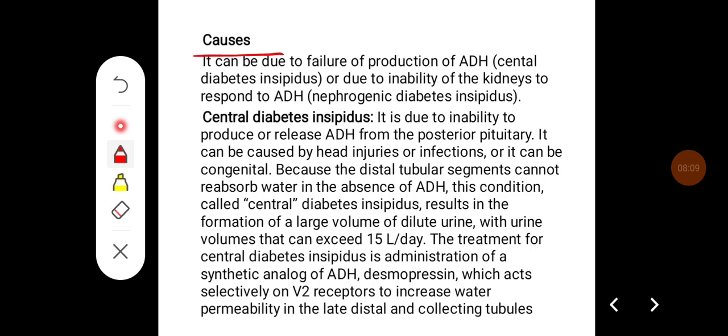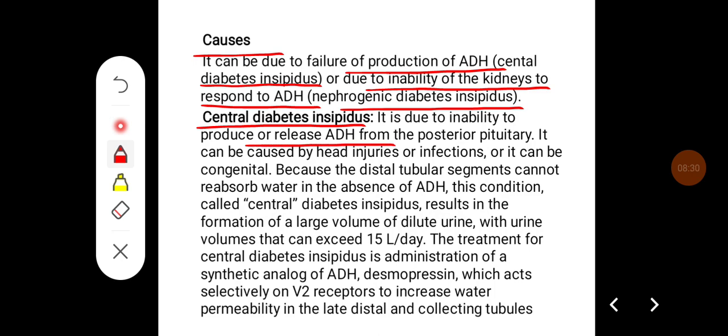Some of the causes: it can be due to failure of production of ADH, which is called central diabetes insipidus, or it may be due to the inability of the kidneys to respond to ADH, which is also called nephrogenic diabetes insipidus. Central diabetes insipidus, as we know, is due to the inability of production or release of ADH from the posterior pituitary. It can be caused by head injuries or infections, or it can be congenital.